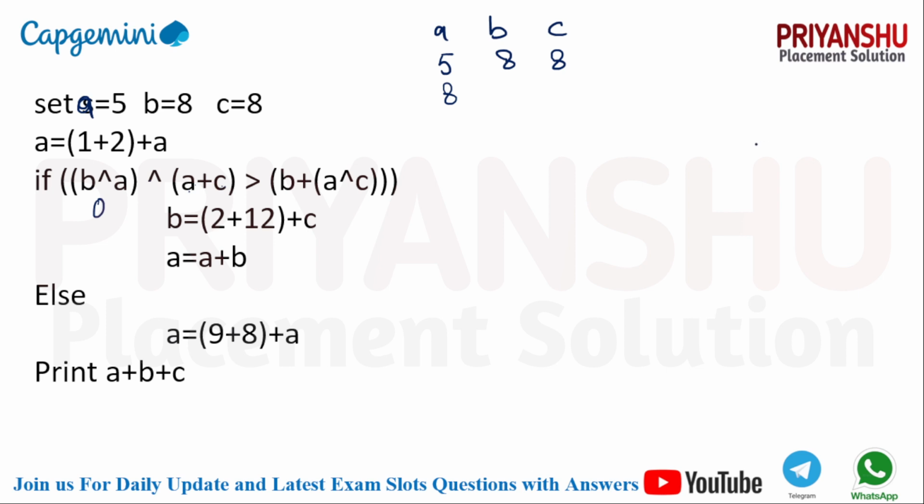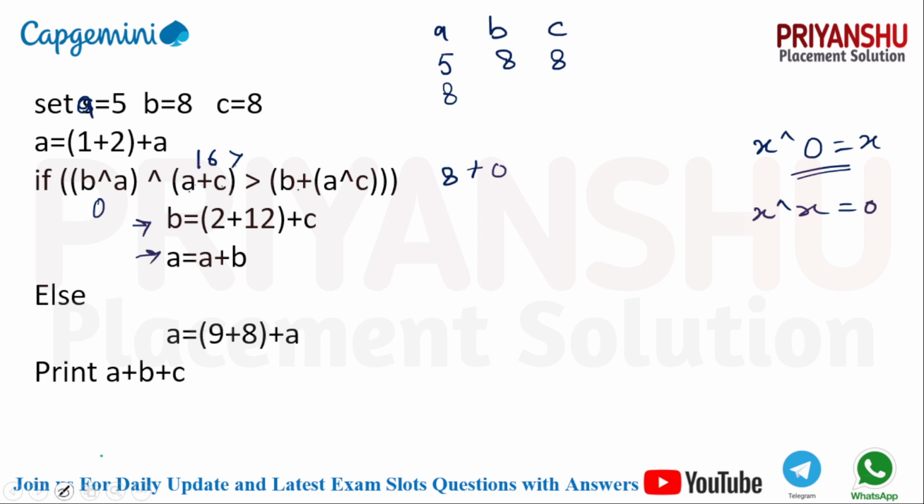So I have already discussed one trick. If you XOR with 0, it will always give you x, right? So it will give you 16. Clear? Because a plus c, it means 8 plus 8 is 16. 16 is greater than b. b is 8, so 8 plus a c, 8 XOR with 8. x XOR with x is always 0. So it means 0. So the condition is true. These two statements are executed.